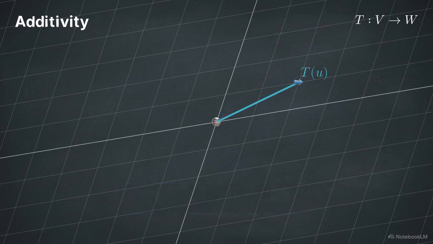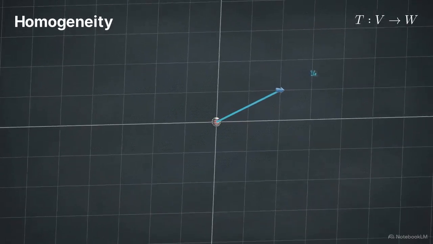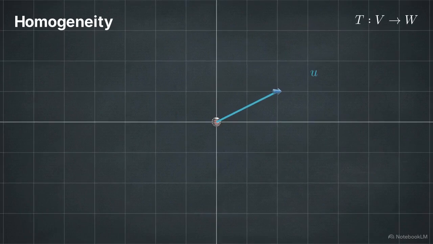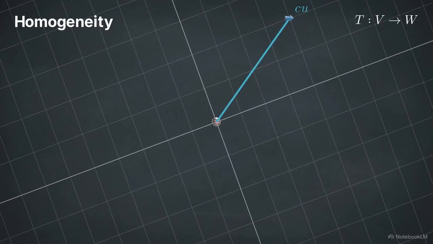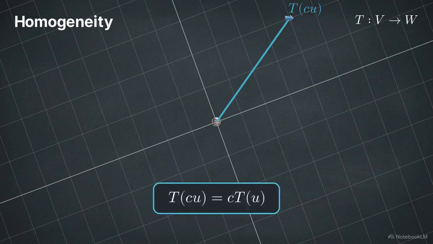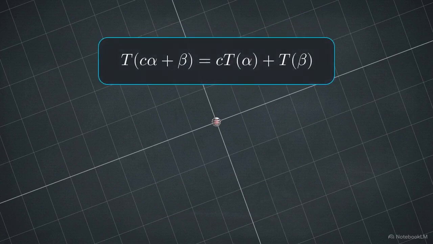T of u plus v equals T of u plus T of v. The same logic applies to scaling, a property known as homogeneity. Stretching a vector by a constant factor, c, before the transformation yields the same result as transforming it first and then stretching it. T of cu equals c times T of u.